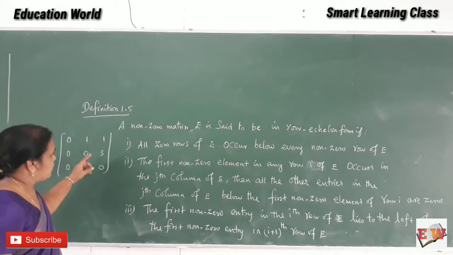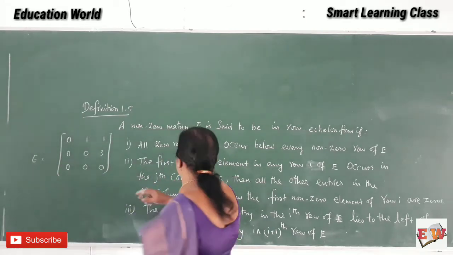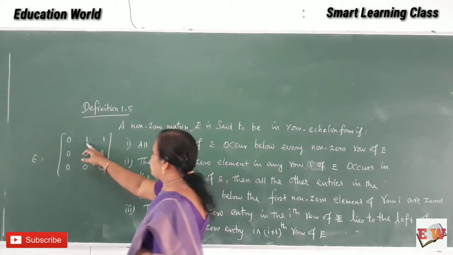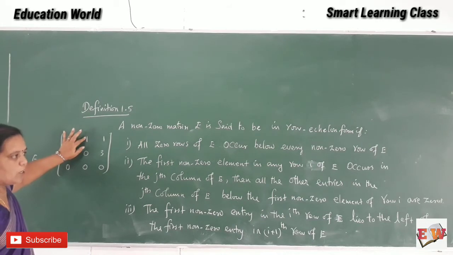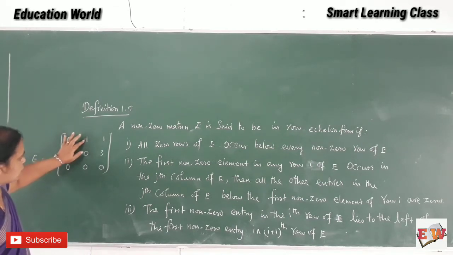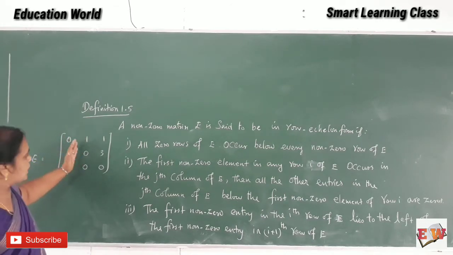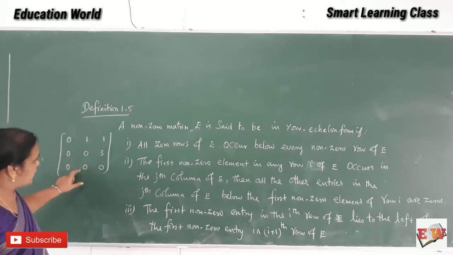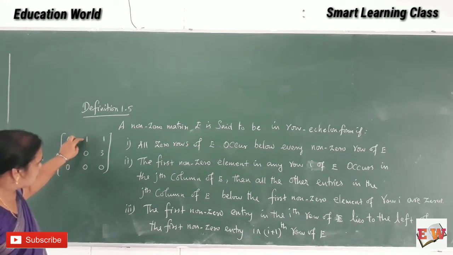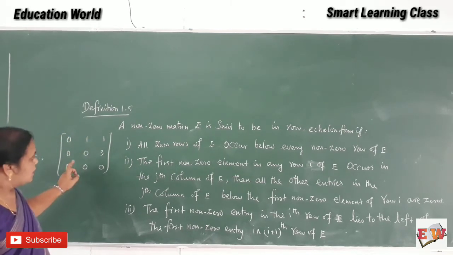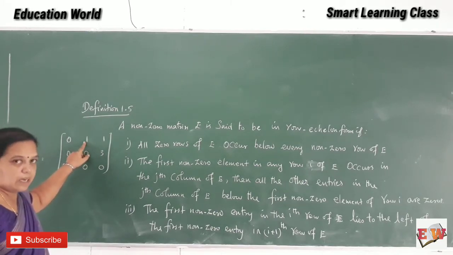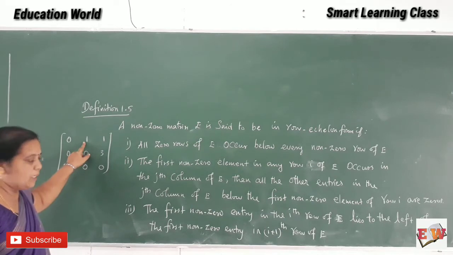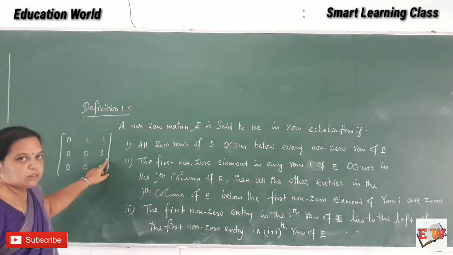Second point, the first non-zero element in the ith row, which one? This is the ith row and jth column of E. If it occurs in the jth column of E, then all the other entries in the jth column of E below the first non-zero element of the row are zero. Isn't it? Third one, the first non-zero entry lies to the left of the (i plus 1)th row.